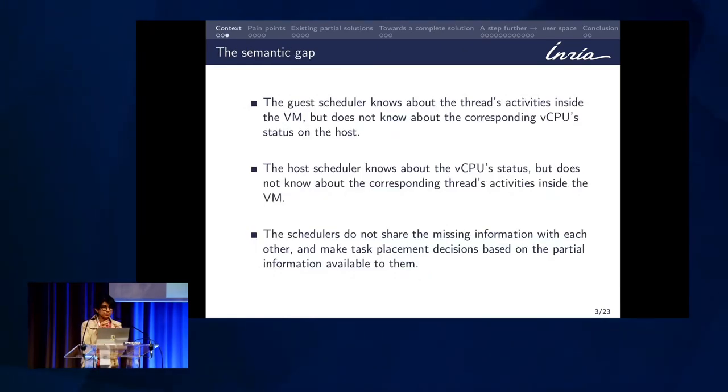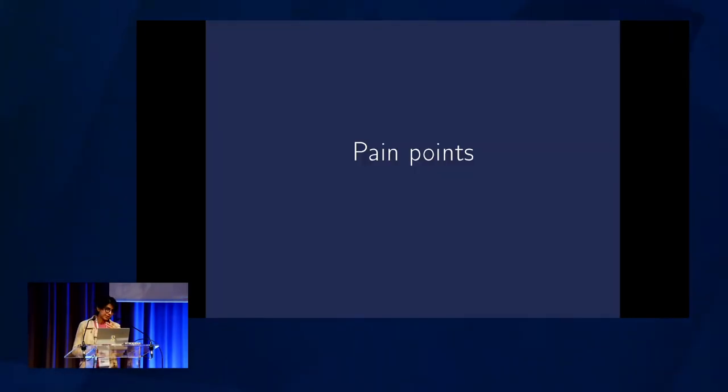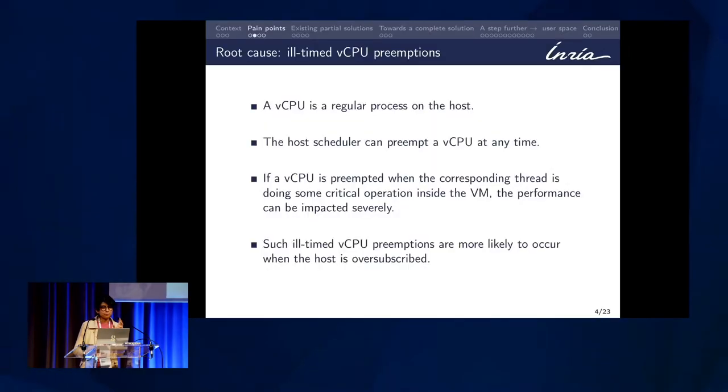And the issue is that both levels of schedulers, the host and the guest, only possess partial information, and none of them has the complete picture in order to make correct task placement decisions across both levels. The guest knows what the application thread is doing, but it doesn't know what the vCPU status is on the host. On the other hand, the host knows about the vCPU status, but it has no idea what the thread is doing inside the virtual machine. This creates a semantic gap, and that's where the pain points come from. They are all rooted in the semantic gap, and primarily because of ill-timed vCPU preemptions.